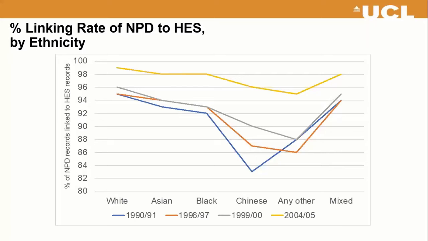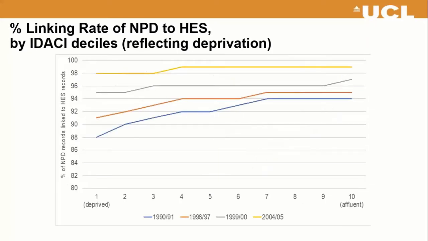We did a similar exercise using the income deprivation measure as recorded in NPD, and we observed similar results, in which students from more deprived areas have a lower linkage rate than students from more affluent areas.